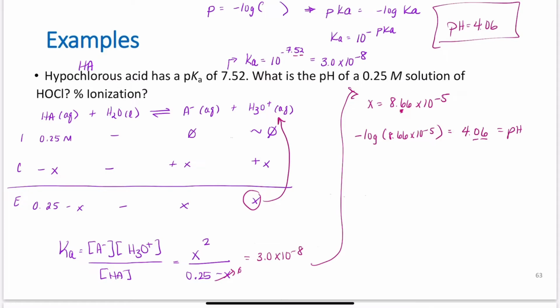What is the pH of the solution? The other thing it wants to know, though, is the percent ionization. Percent ionization is the part that dissociated versus the whole.